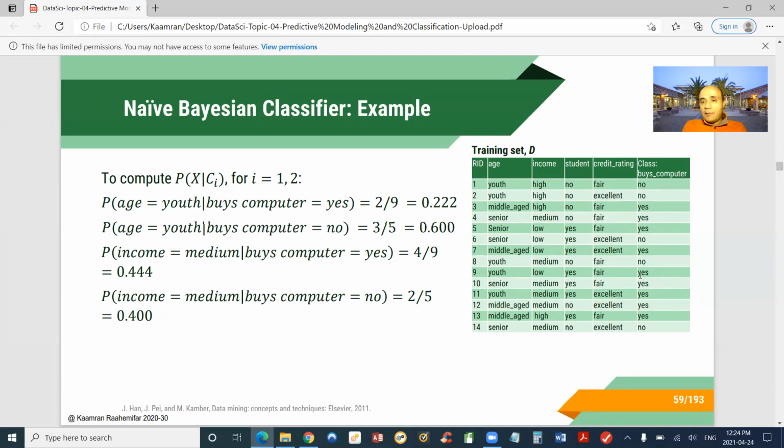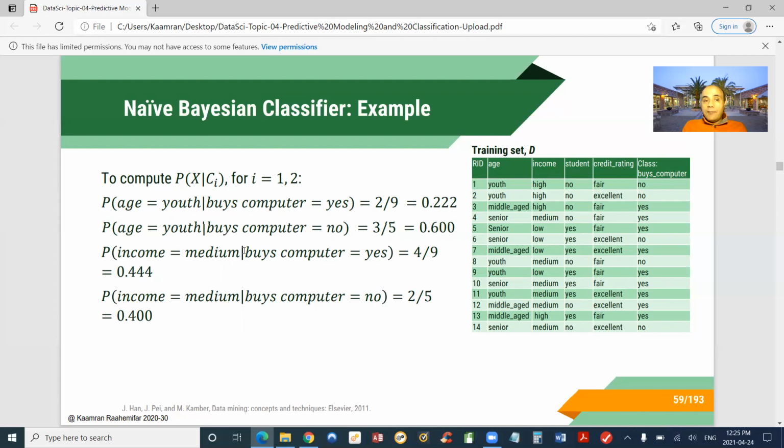We have 1 youth here, and we have 1 youth here, right? That's 2. And the number of yeses in total is 9, as we counted them before. Number of no's in total is going to be 5, as we counted them before. 5 plus 9 is going to be 14. So this is youth and yes, that's 2 over 9. This is youth and no, that's 3 over 5. That's what we are going to get.